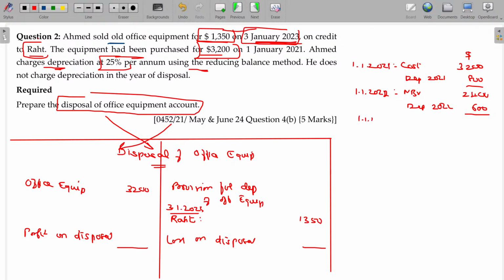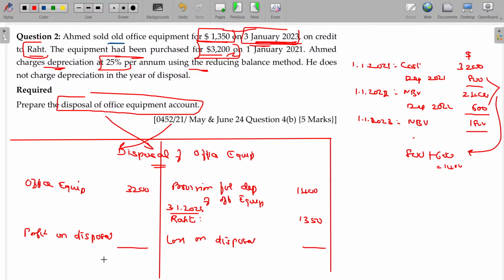On 1/1/2023, the net book value being 1,800, but the actual sale date being January 23, a matter of 1 or 2 days. So we assume there is no big depreciation for this period. And depreciation up to the date of sale, you have to add up these two, 800 plus 600, 1,400. So that will be posted here.